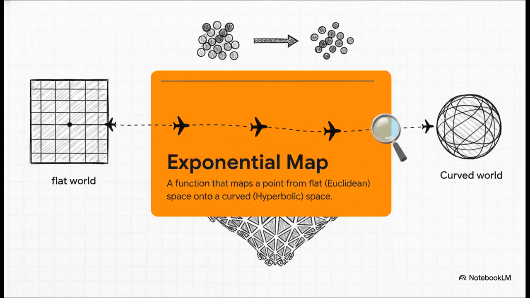This exponential map thing, that's the real key to the whole process. It's the mathematical translator that lets you go from the flat world to the curved one. It's kind of like a pilot's autopilot. It makes sure that when you go from looking at a flat paper map to the actual curved globe, you land in the exact right spot, keeping all the important relationships intact.